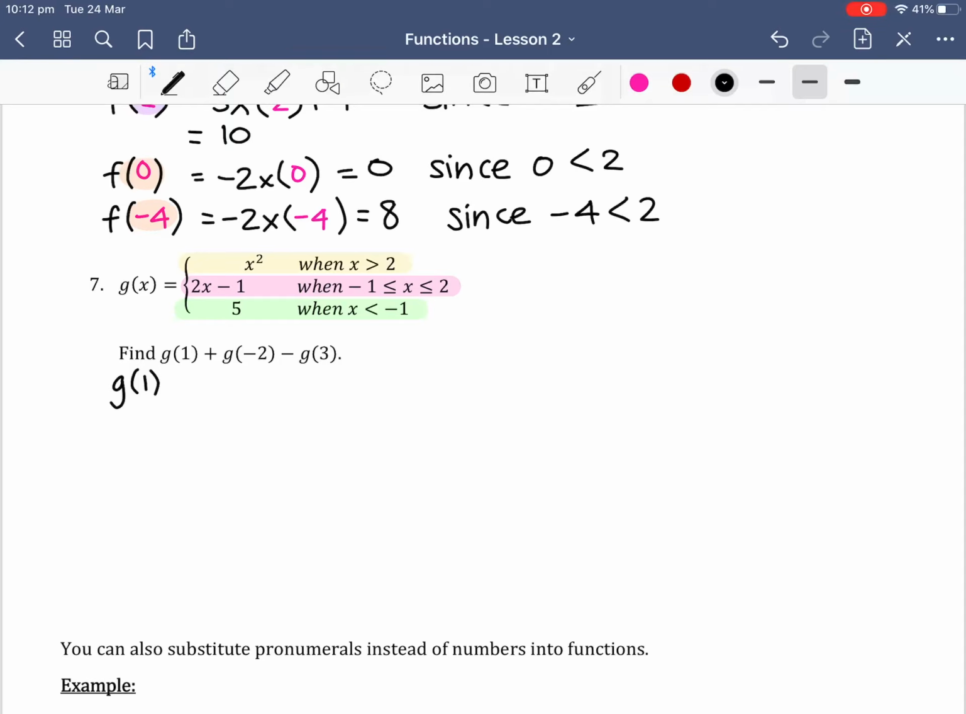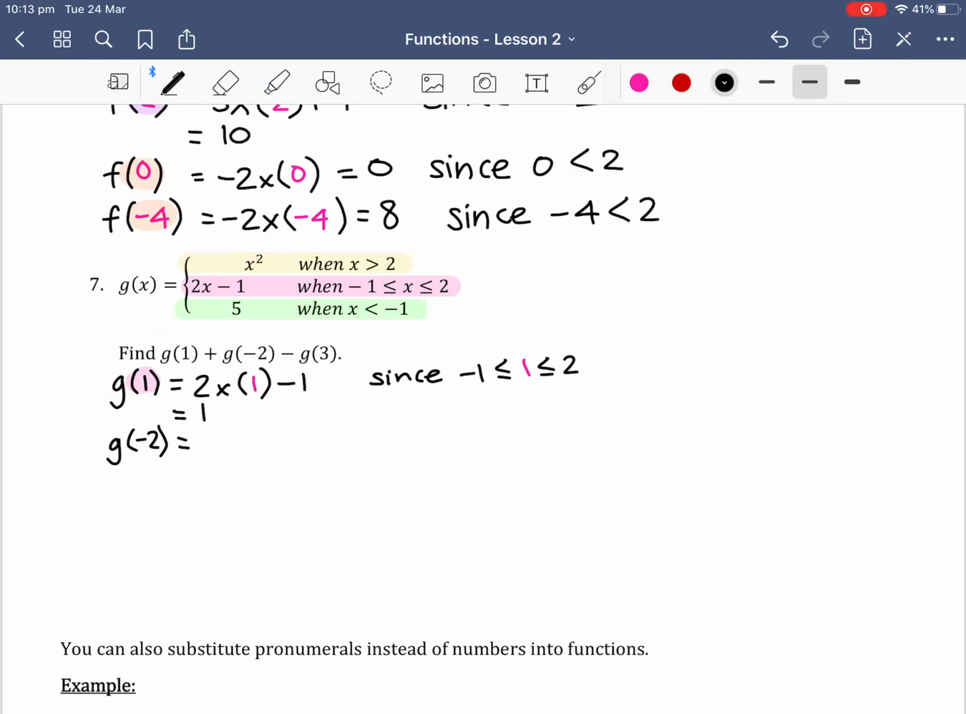So we have g of 1 first. 1 is in between minus 1 is less than or equal to x is less than or equal to 2. So we are going to use this one here, our pink one, which equals 2 times our 1 minus 1, since minus 1 is less than or equal to our 1, which is less than or equal to 2. So this will just equal 2 times 1 minus 1, which is 1.